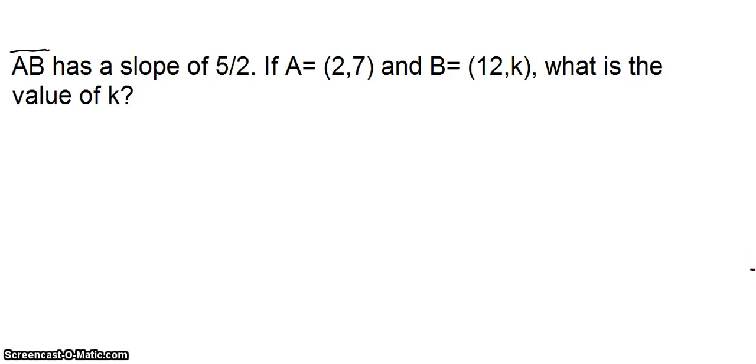Here's another situation I might propose to you. AB has a slope of 5/2. If A is (2, 7) and B is (12, k), what is the value of k? So kind of working backwards.